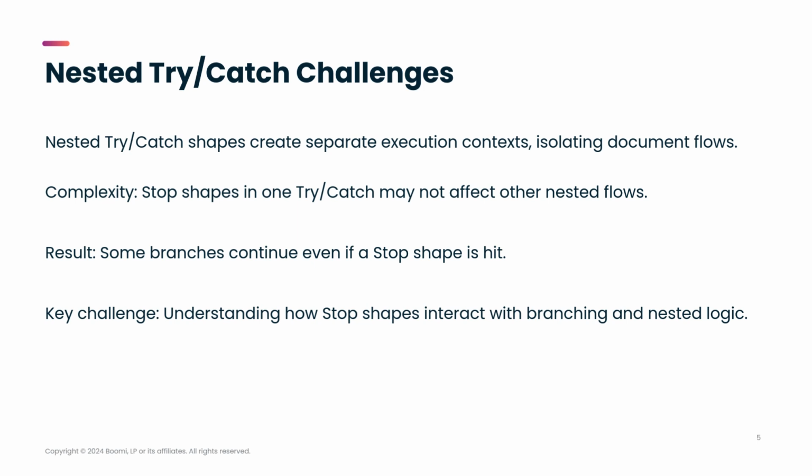Nesting try-catch shapes adds another layer of complexity. Each nested try-catch creates an isolated execution context, meaning that the stop shapes in one block don't impact other flows. As a result, even if a stop shape halts one path, other branches may continue processing, leading to unexpected outcomes. We'll address this complexity in our best practices.